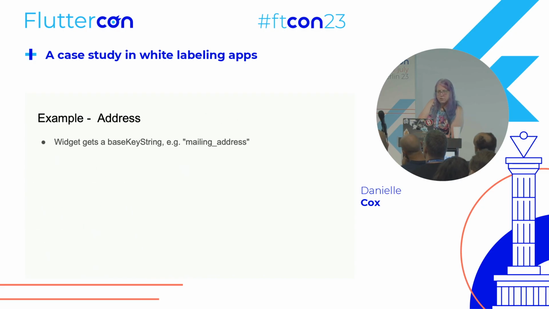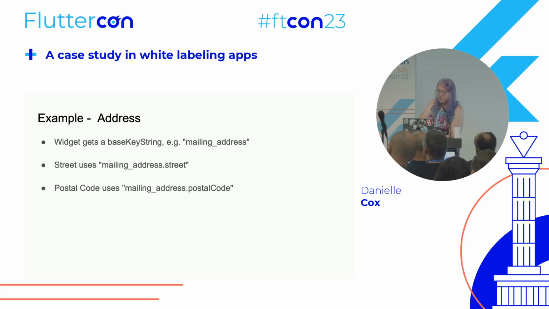So an example with an address: maybe the widget that's building this thing gets passed in a base key string of mailing address, right? And so the street's going to be mailing address.street. The postal code is going to be mailing address.postal code, et cetera. I think that's pretty clear. And that way I've now got a unique key for everything there. If you're not testing visuals and things like that, all you have to be able to do is get to an item and either tap it or enter text in. If you can do that, then you can do most of your integration type testing. So that's why we've done it that way.